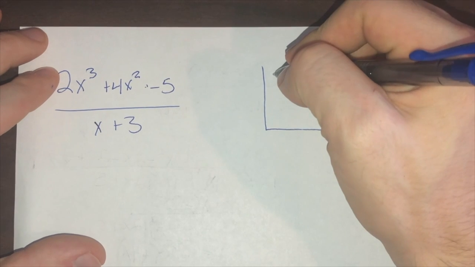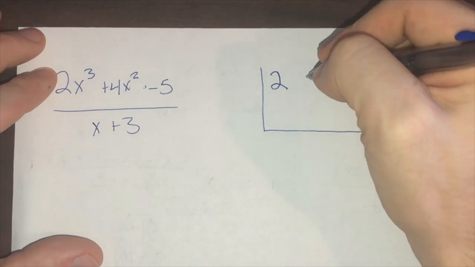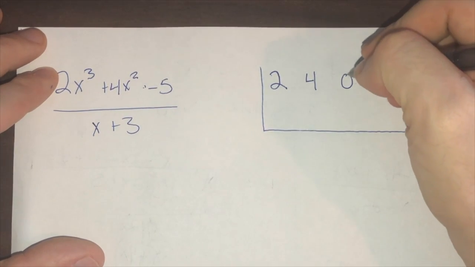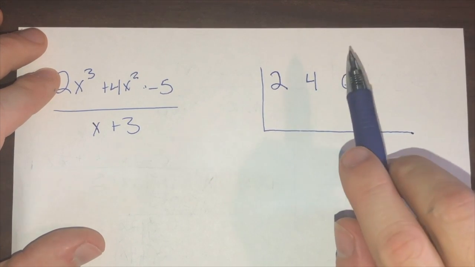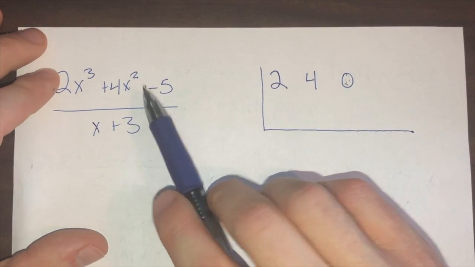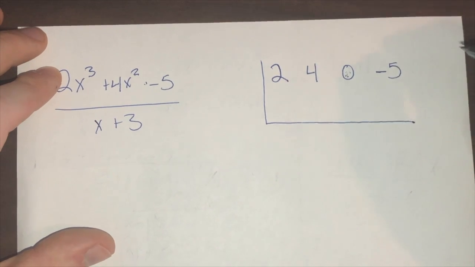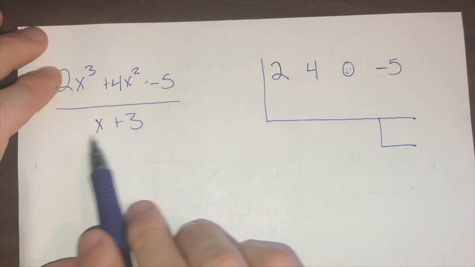So you start with, how many x cubes do I have? 2. How many x squareds do I have? 4. How many x's do I have? 0. If you don't put in this 0, this will mess up everything. This will throw everything off. You have to put in a 0 wherever there's a 0, okay? And then minus 5, okay? Again, super duper important. And then again, what's gonna make this 0?